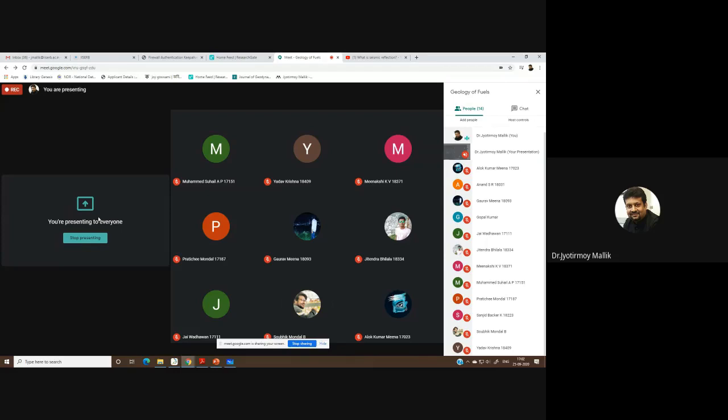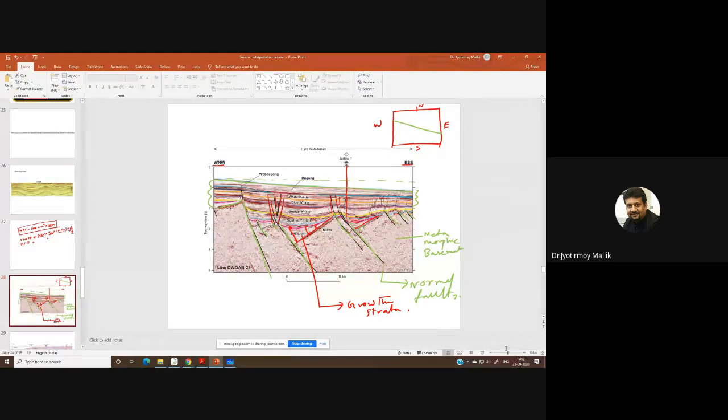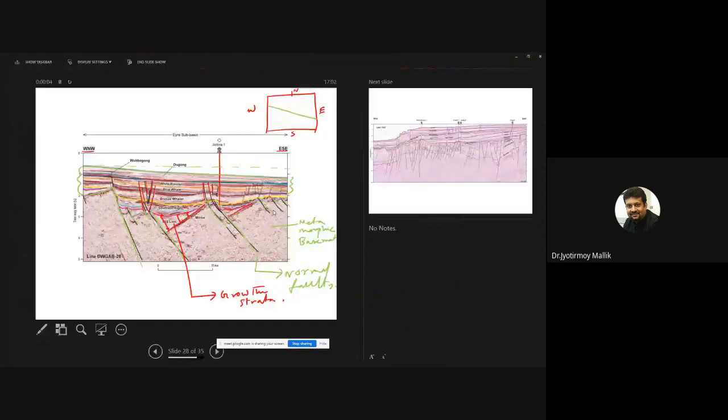Syn-sedimentary deformation. You remember that when we talked about it, while deformation happens, if sedimentation also happens, it creates growth strata. You should remember that we discussed it in detail. So this is what we call syn-deformational sedimentation, syn-tectonic sedimentation.